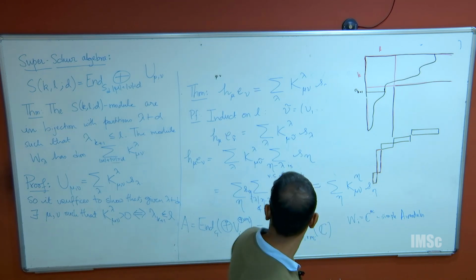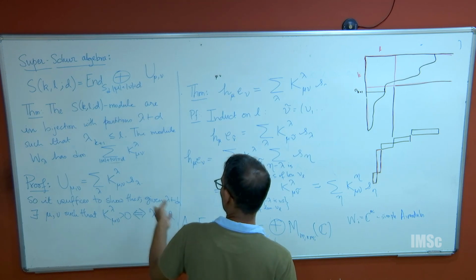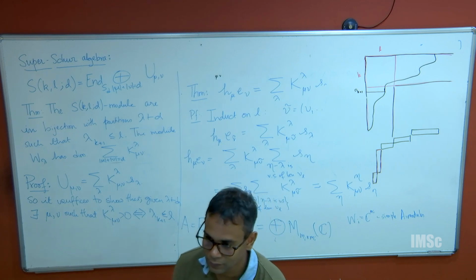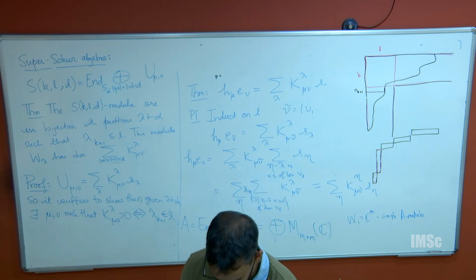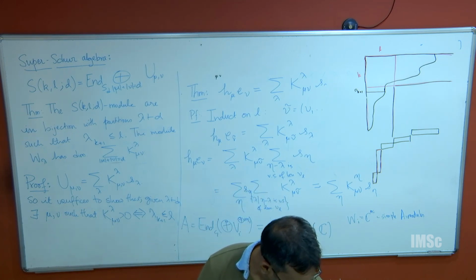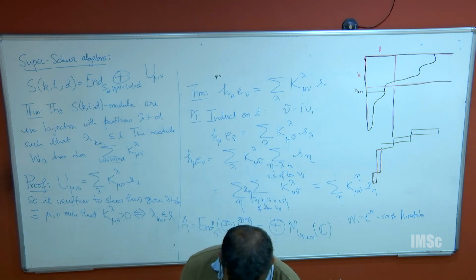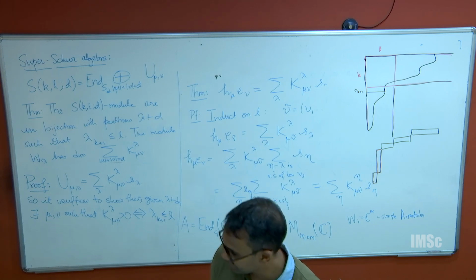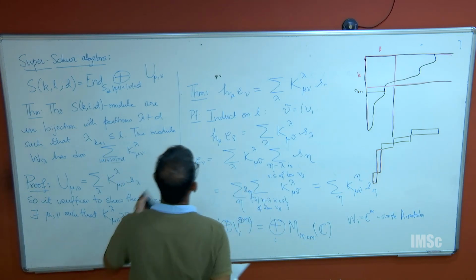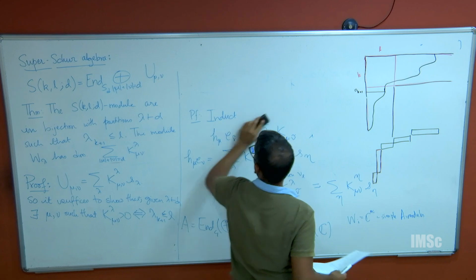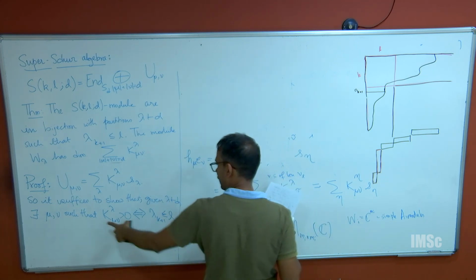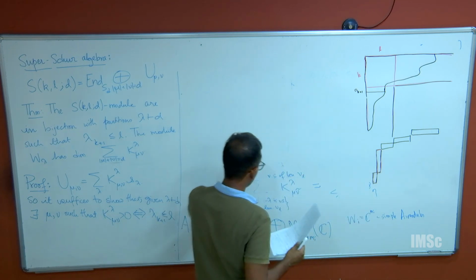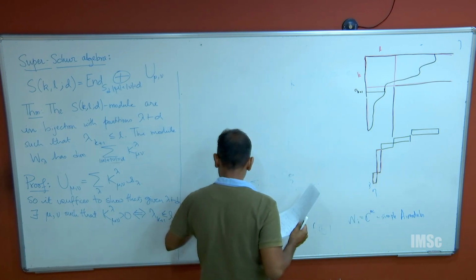Okay, so let's see. That's all I have to prove, and that's easy to prove. So I need to show that this thing, right? So first let's consider the case, so I have to prove two ways.